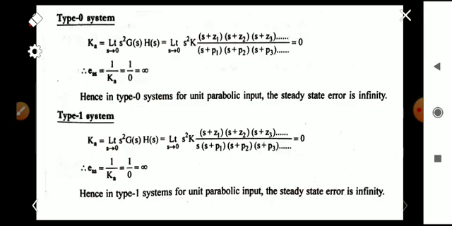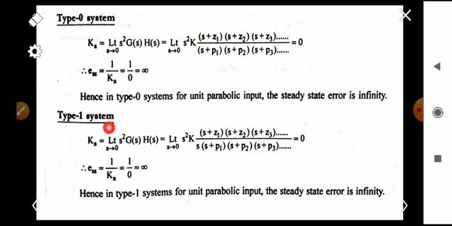And we are going to check for type 0, type 1, type 2 systems like this. For a type 0 system, if we are giving a parabolic signal, what will happen? We have to find the Ka here. Ka is equal to limit S tends to 0 of S square into G(s) H(s), and G(s) H(s) for a type 0 system we know. By applying S tends to 0, the Ka will become 0, therefore ESS will become infinity.